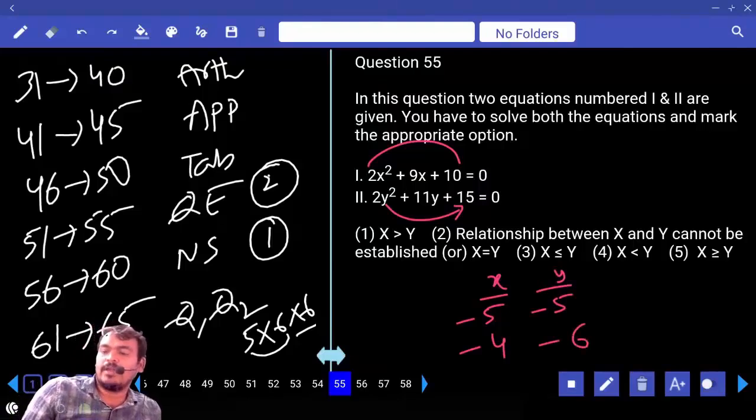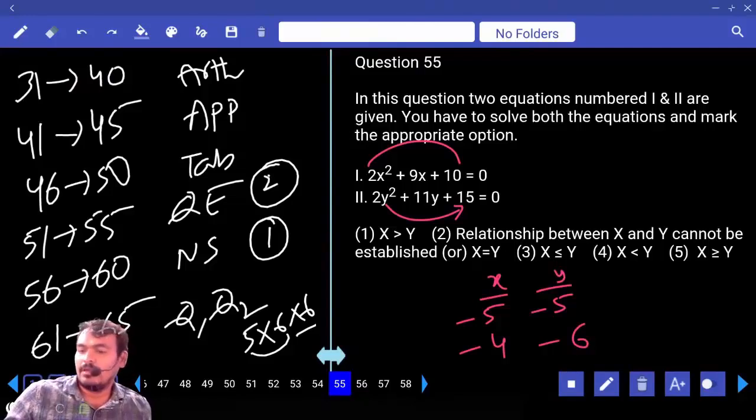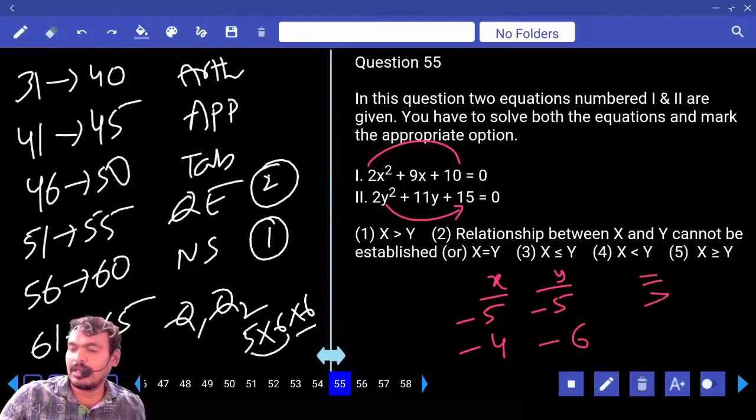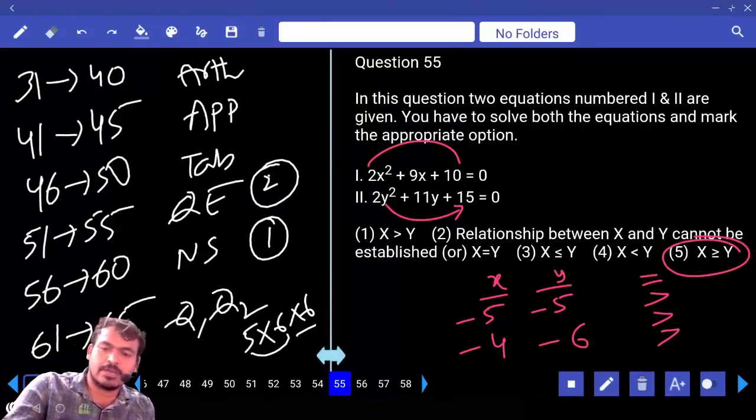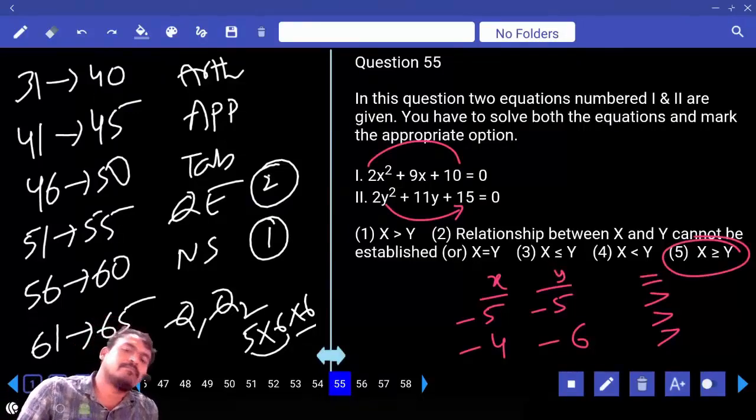Okay. Negative 5 equal. Negative 5, negative 6 less than. Negative 4 compared to negative 5 and negative 6. Greater or lesser? First case equal, greater, greater, or not? Then the relation is x greater than or equal to y. Quadratic equations complete. Next, approximations.